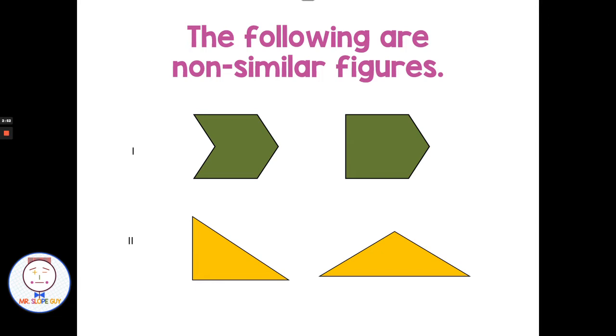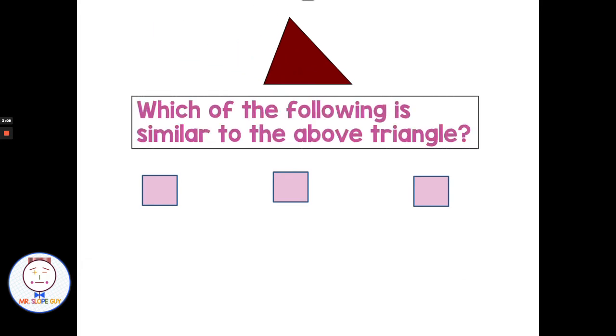The two on the top are non-similar. These are not the same shape, not similar. These are both triangles, but not the same kind of triangles, not the same proportion. So these are not similar, even though they're both triangles. Non-similar.